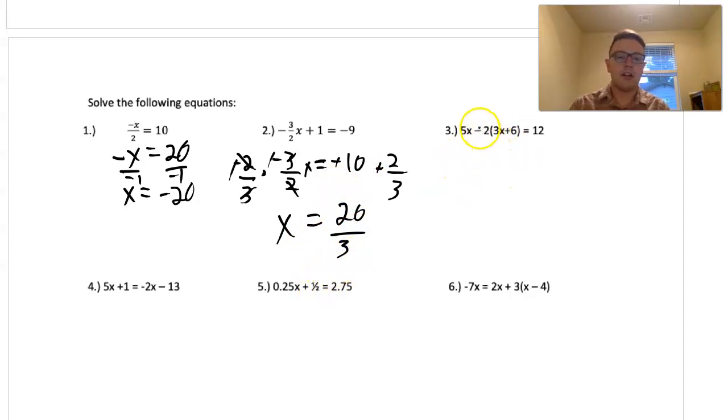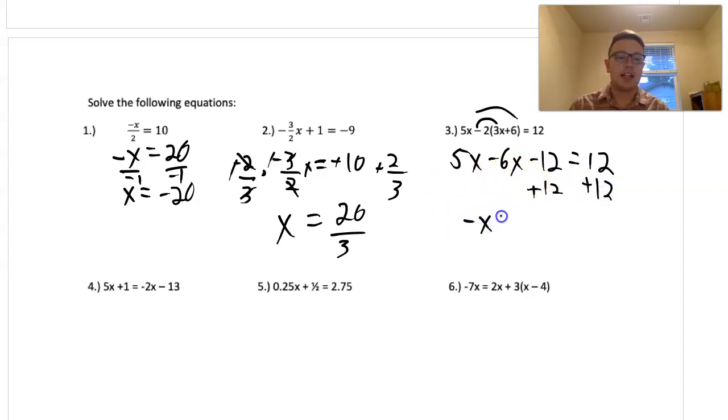Right, what about for this one? We're going to start by distributing in the negative 2. This becomes 5x minus 6x minus 12. Remember that negative and the 2 get distributed to everything. This will be equal to positive 12. So we're going to add 12 to both sides. We're going to combine our like terms. So this becomes negative x is equal to 24. Then when we divide by a negative 1, this will give us x is equal to negative 24.